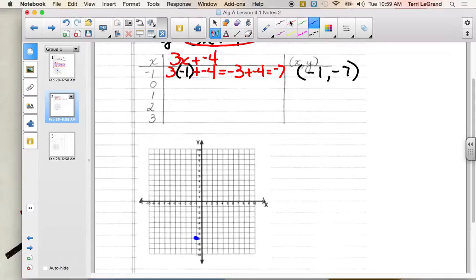And now we'll go to our next one. So this time we're substituting in 0, and completing the rest of our function rule. 3 times 0 is? 0. What's 0 plus negative 4, class?